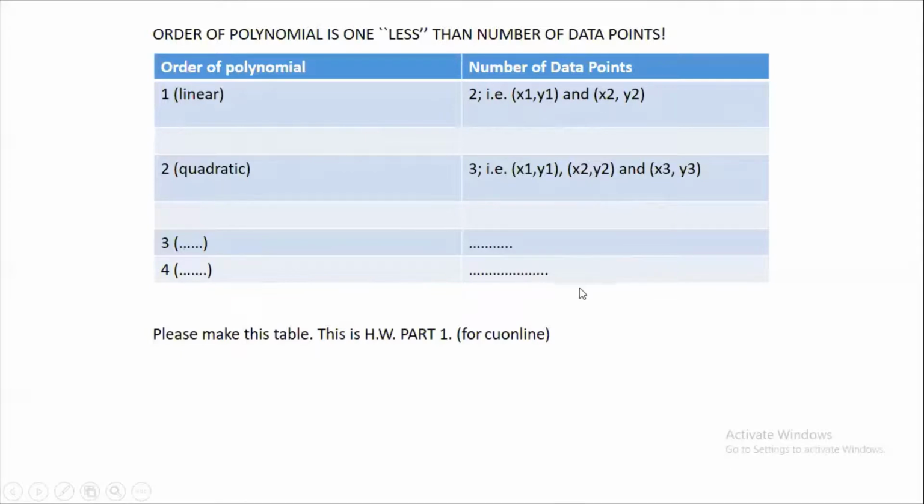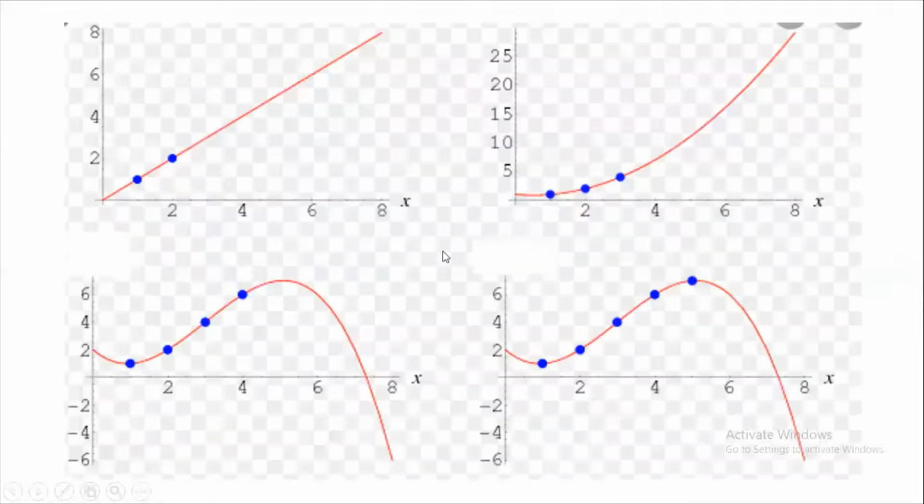And how many data points are desired for a polynomial of order 4? You will tell me. You will make this table as the first question of your homework for the coming week. Now, this is a very nice pictorial depiction of the interpolation. Can you see here? You have 2 data points here. This is a linear interpolation.